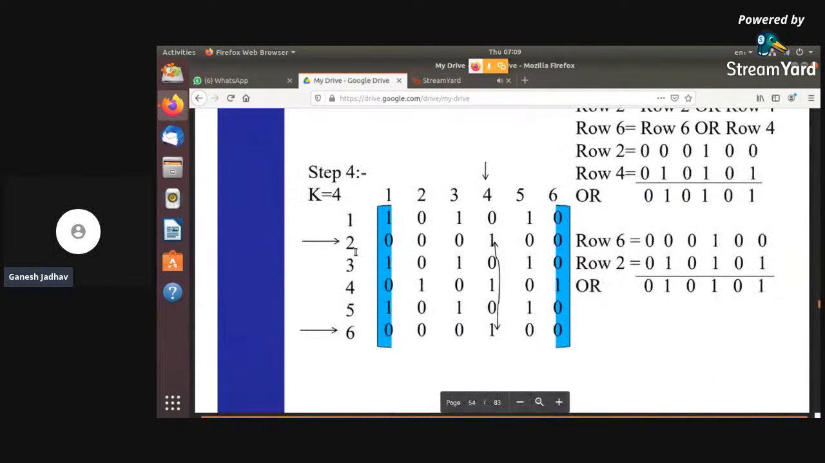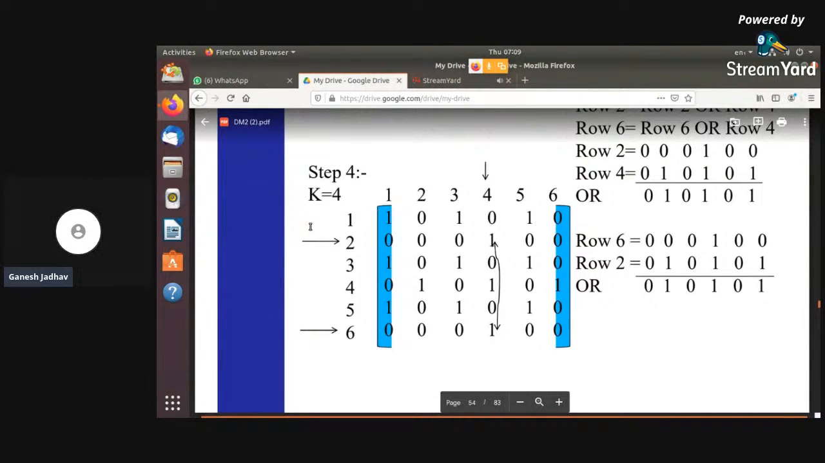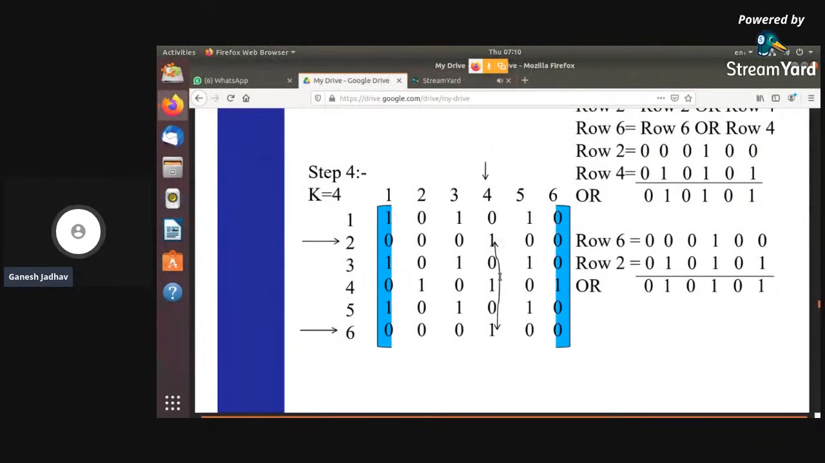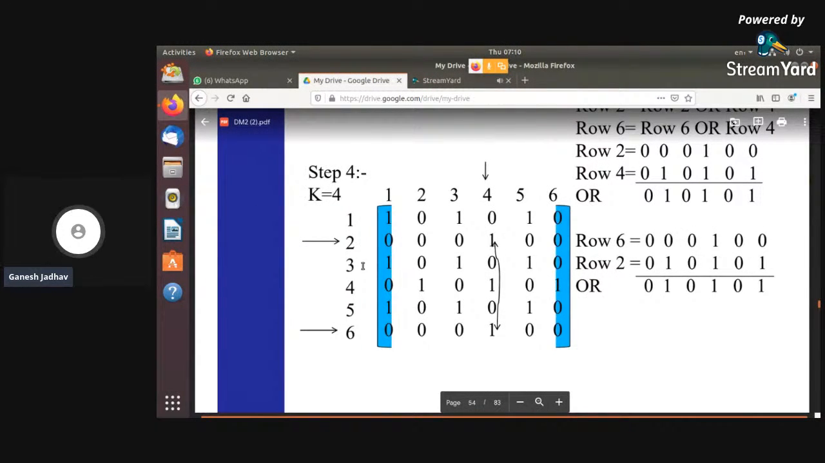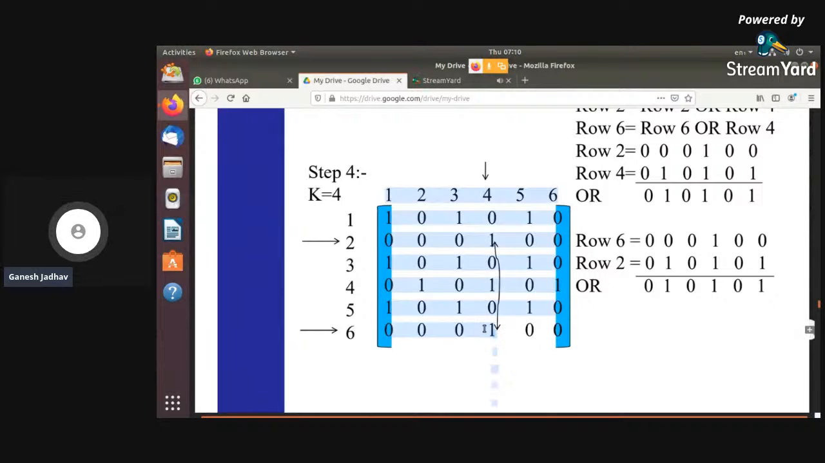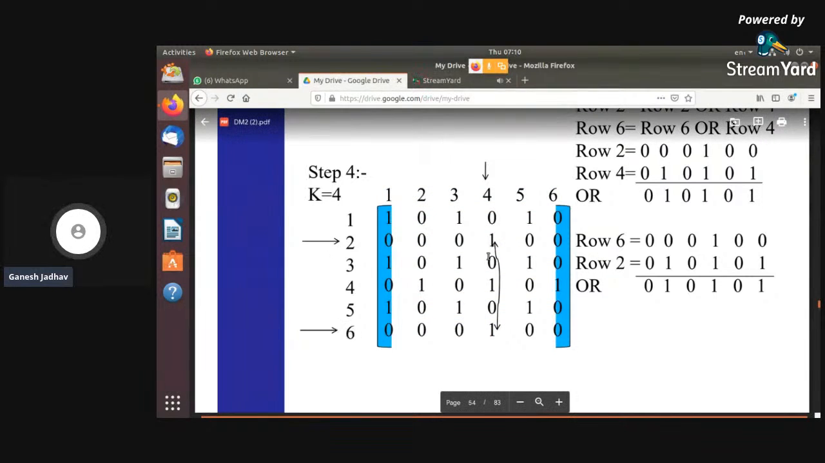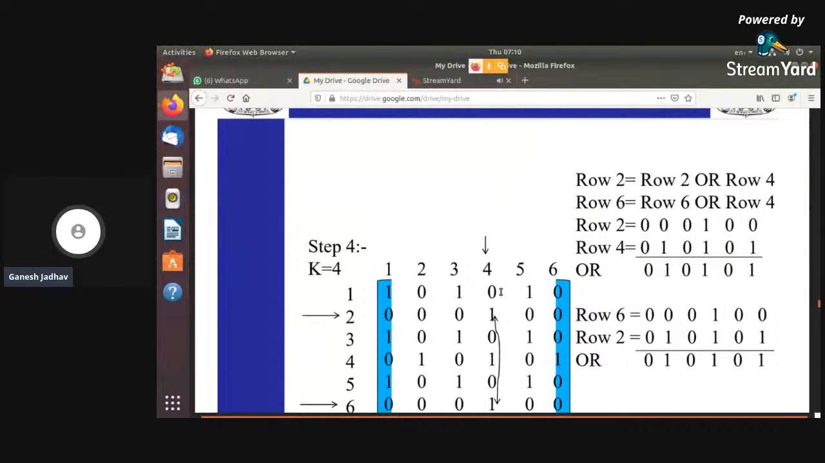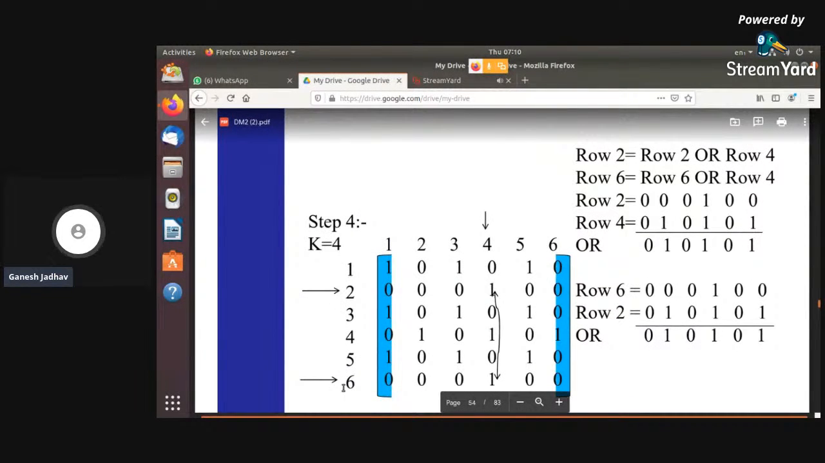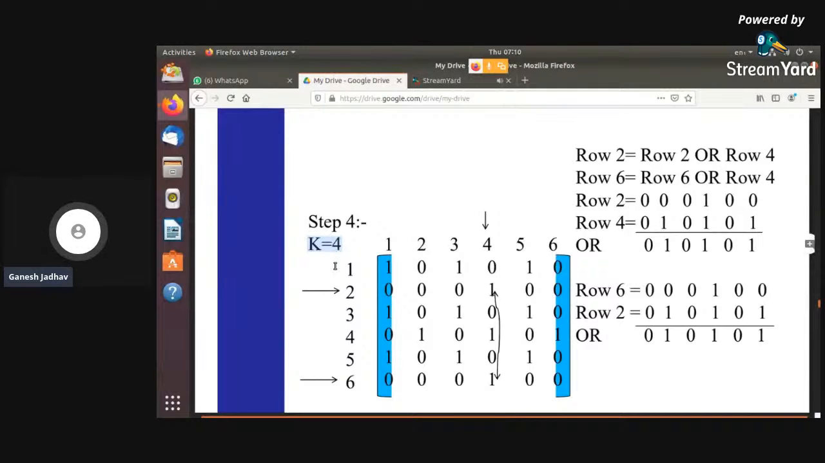Then k is equal to 4. So find out where there is 1. You can find that row 2 and row 6 have 1. So we require modification between row 6 and row 2. The first operation is the modification in row 2: row 2 is equal to row 2 or row 4. Why is it row 4? Because the value of k is equal to 4.